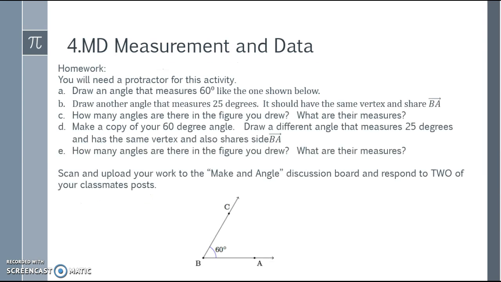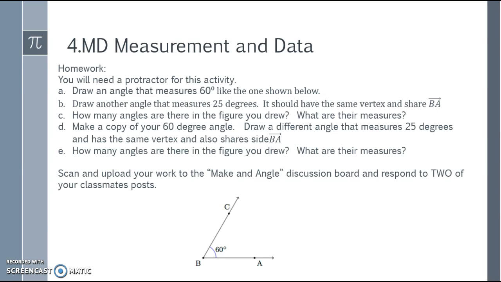Homework. You'll need a protractor for this activity. Draw an angle that measures 60 degrees like the one shown below. Draw another angle that measures 25 degrees. It should have the same vertex and share side BA. How many angles are there in the figure you drew?